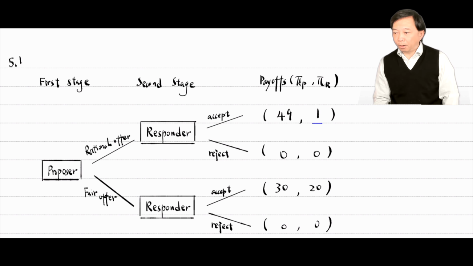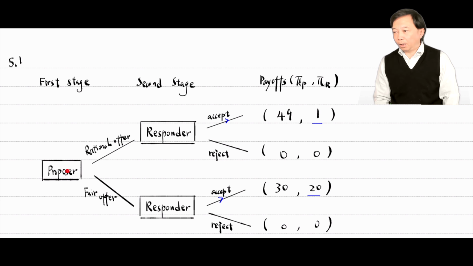We underline her payoff 1 and add an arrow on the path. Given that the proposer makes a fair offer, like $20, the responder's best response is to take the offer. We underline her payoff 20 and add an arrow on the path. The responder's strategy in the second stage is to accept the offer, regardless of the amount. Next, we figure out the proposer's decision in the first stage, given the responder's responses.